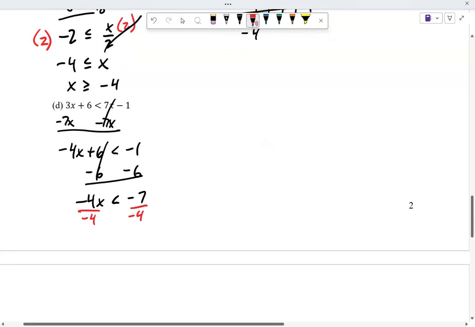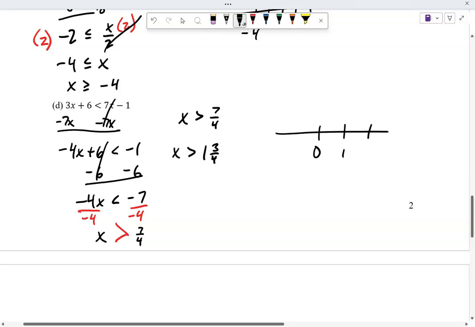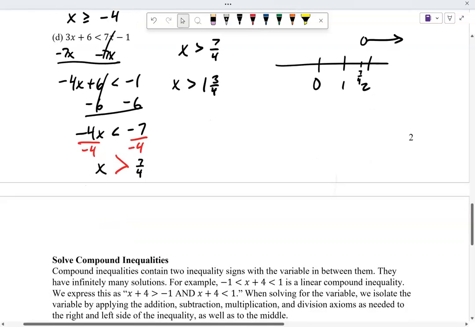And hopefully you're like, oh, I divided by a negative. I've got to flip that. Negative over a negative is a positive 7/4. So X is greater than 7/4. In other words, that's 1 3/4. Same thing, right? 1.75. X is greater than, so here's 7/4 right there. It's greater than 1 3/4. All right? 8/4 is 2. 7/4 is left fourth there.